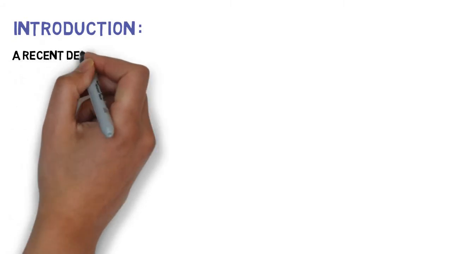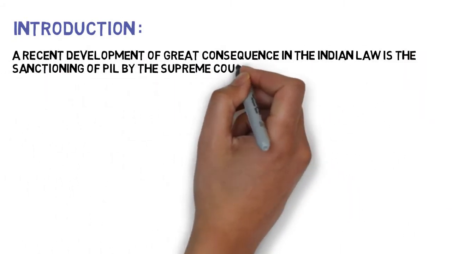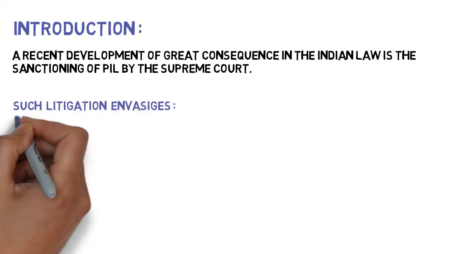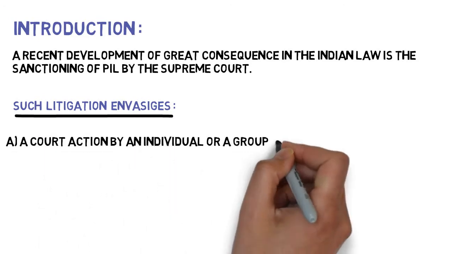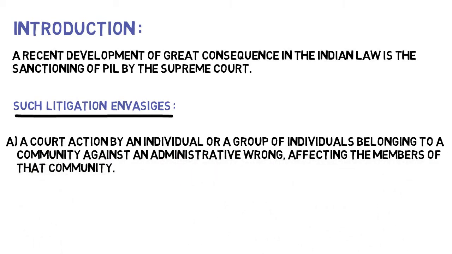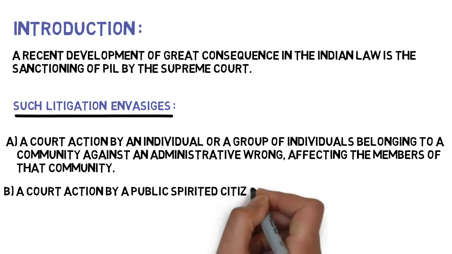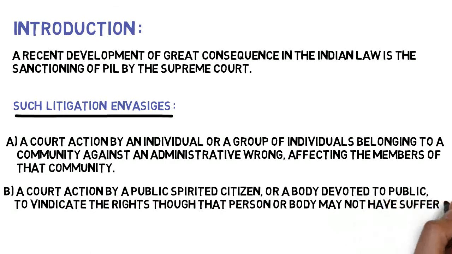A recent development of great consequence in the Indian law is the sanctioning of PIL by the Supreme Court. Such litigation envisages two types of things. First, a court action by an individual or a group of individuals belonging to a community against an administrative wrong affecting the members of that community. Second, a court action by a public-spirited citizen or a body devoted to public interest to vindicate the rights, though the person or body may not have suffered any injury.